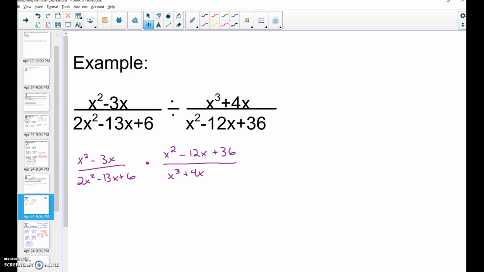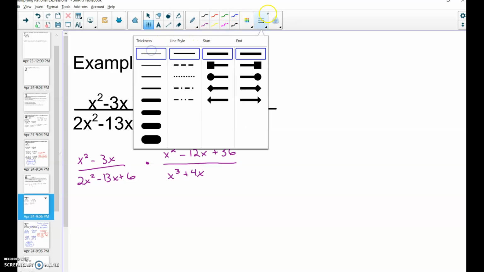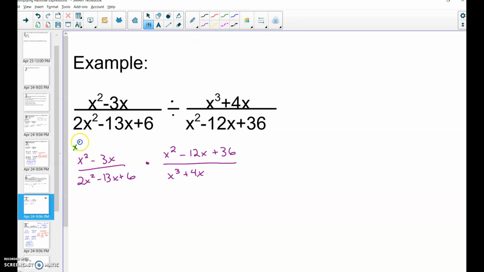So I need to factor. I'm going to write my factoring above. X times x minus 3, factoring out a GCF. Here I would need to do the splitting apart method. So this one would give me seeing what numbers multiply to 12 and add up to a negative 13. Negative 1 and negative 12.